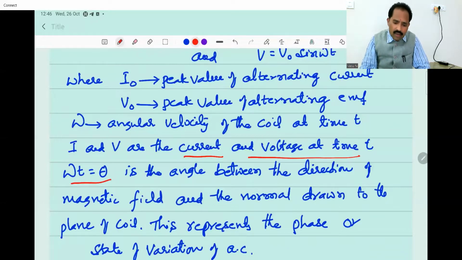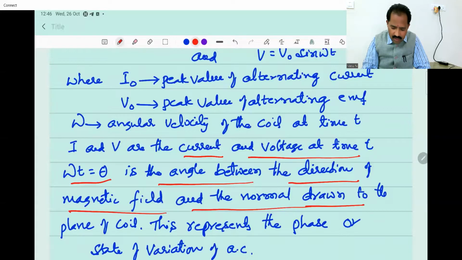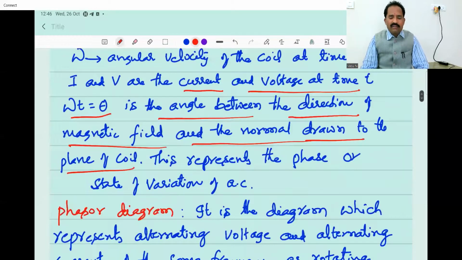What is called theta? It is an angle between the directions of magnetic field and the normal drawn to the plane of the coil. See, that is called phase angle. It represents the position at any instant of time. So here the angle theta, what is it? Angle between the direction of magnetic field and the normal drawn to the plane of the coil. This represents the phase or state of variation of AC. So that is called phase.